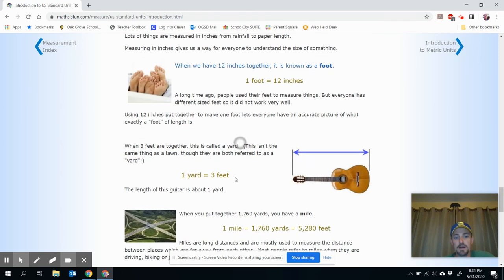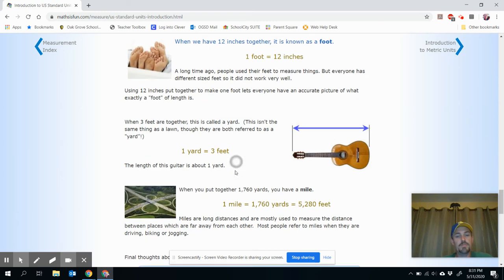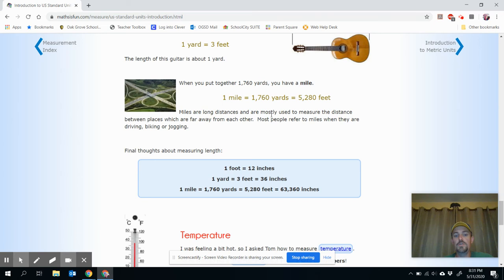Next up, 1 yard equals 3 feet. The length of a guitar could be about a yard. And finally, if you're measuring long distances, you might measure things in miles, and 1 mile equals 1,760 yards or 5,280 feet. So right down here, let's take a look at these key measurements. 1 foot equals 12 inches. 1 yard is 3 feet or 36 inches. 1 mile is 1,760 yards or 5,280 feet. And nobody really converts a mile into inches, but you could if you needed to.